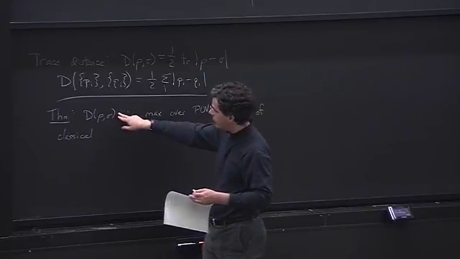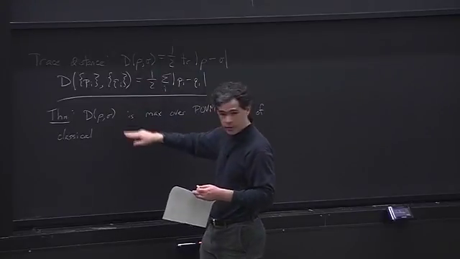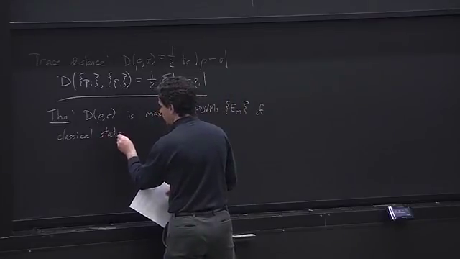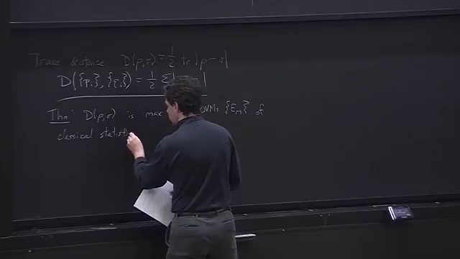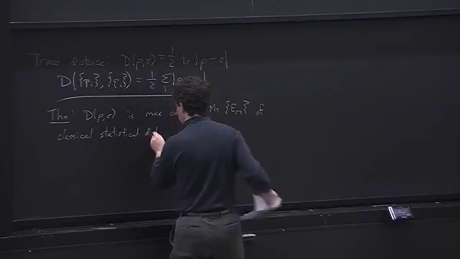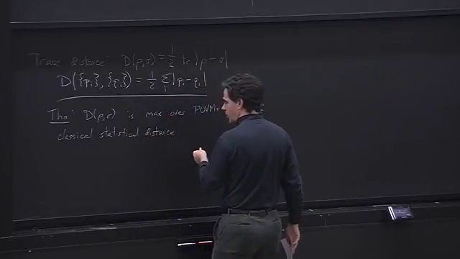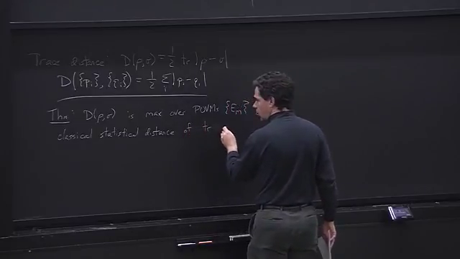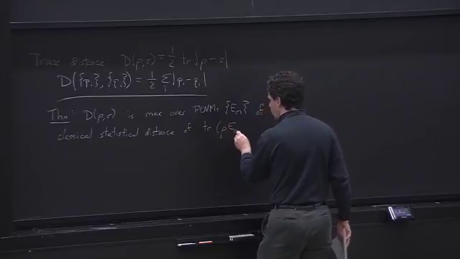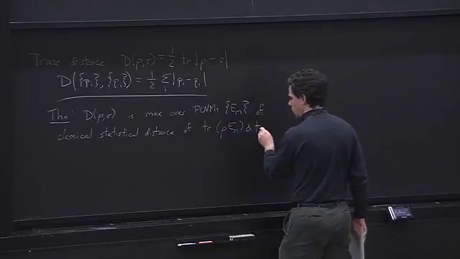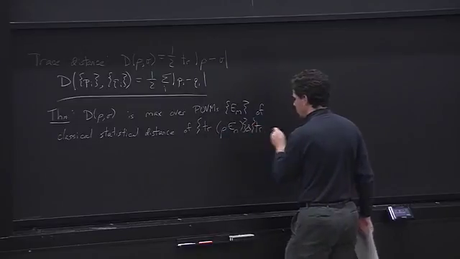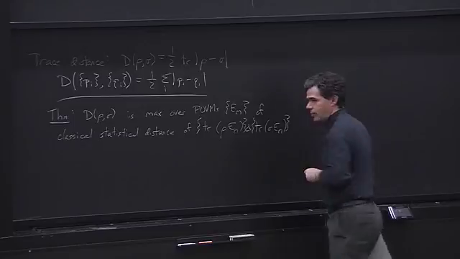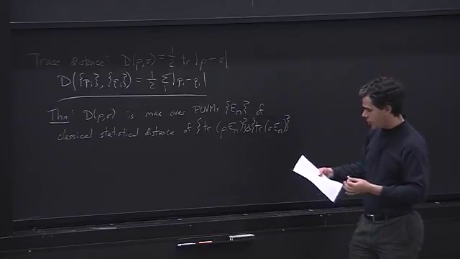And this quantum trace distance is equal to the maximum over POVMs of the classical statistical distance between those output probability distributions. So what are they? They are trace of rho E_m, which is some probability distribution, and trace of sigma E_m.